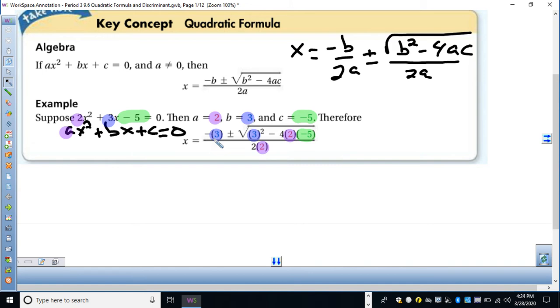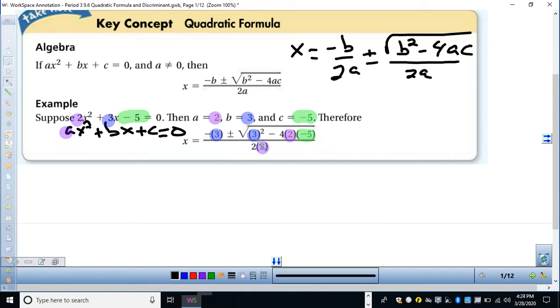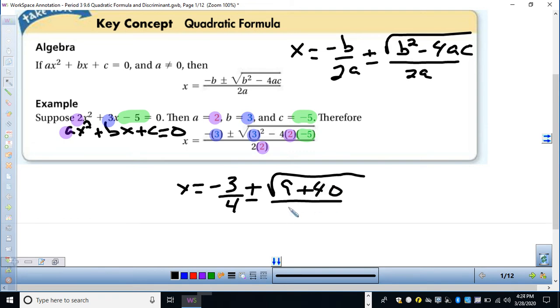If we look at what's underneath the radical here, remember this square root right here is also called a radical. We can just do the math that's under the square root. So 3 squared is 9, so I'm going to begin to rewrite this equation. We have negative 3 over 2 times 2, which in this case is 4, plus or minus the square root, beautiful straight line, I know, of 3 squared, which is 9. And then if we multiply negative 4 times 2 times negative 5, the negatives are going to cancel because a negative times a negative is a positive. 4 times 2 is 8, times 5 is 40. So it's going to be 9 plus 40 here. Again, over the 4.